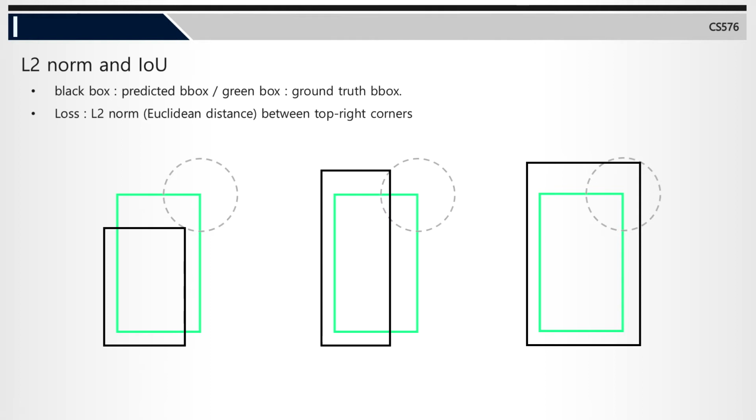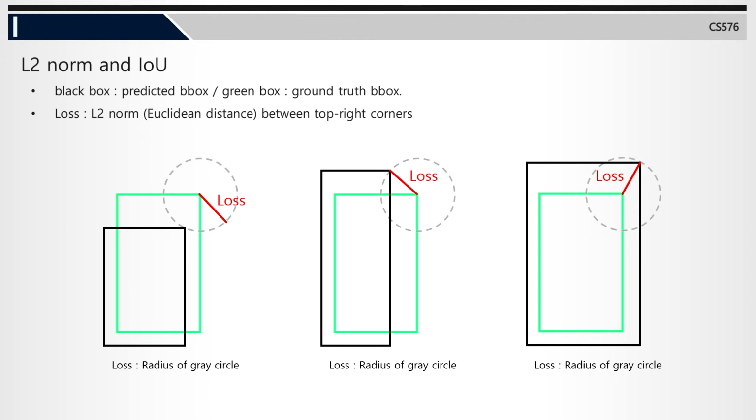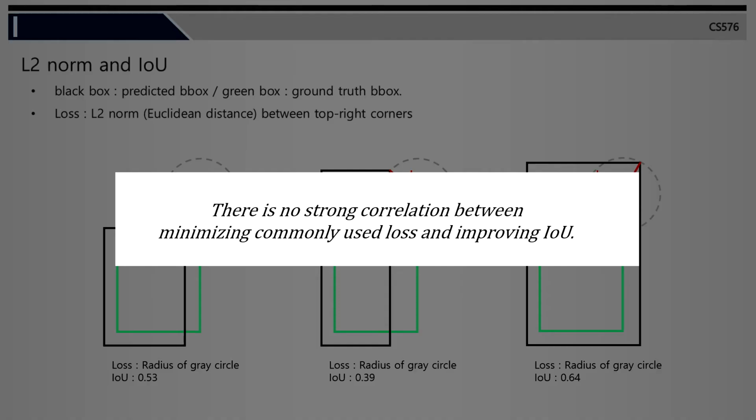If we define the loss as L2 norm, in other words, Euclidean distances between top right corners, three examples will have exactly same loss since all the top right corners of predicted bounding boxes are on a circle with a fixed radius centered on the top right corner of the ground truth bounding box. But you can see that their IOU can have a wide variety of values. This example shows that there is no strong correlation between minimizing commonly used loss and improving IOU.